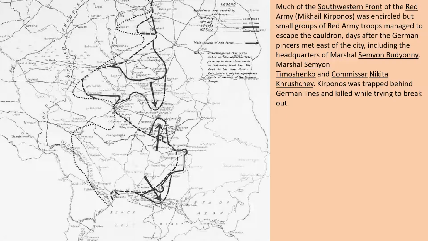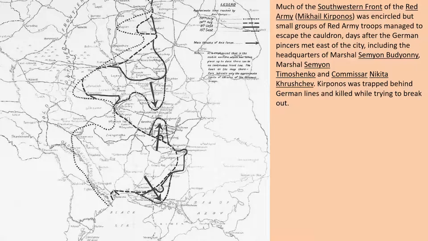Much of the Southwestern Front of the Red Army, under Mikhail Kirponos, was encircled, but small groups of Red Army troops managed to escape the cauldron. In the days after, the German pincers met east of the city, including the headquarters of Marshal Semyon Budyonny, Marshal Semyon Timoshenko, and Commissar Nikita Khrushchev. And Nikita Khrushchev plays a big part, of course, in the Battle of Stalingrad as well. Kirponos was trapped behind German lines and killed while trying to break out.